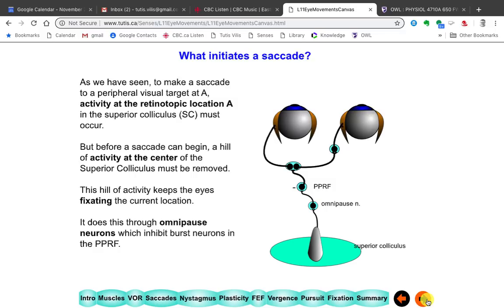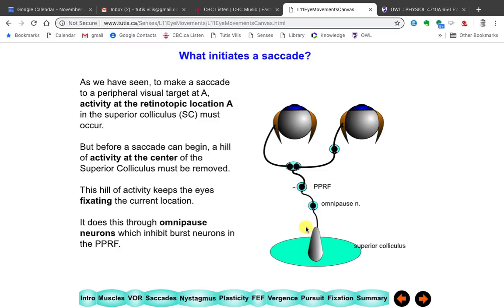Now, while you're fixating, I mentioned that there's a hill of activity in your superior colliculus that allows you to fixate. Keep your eye staring where you want to fixate on. And there's another hill of activity up in the frontal eye field too that is signaling this to maintain fixation.